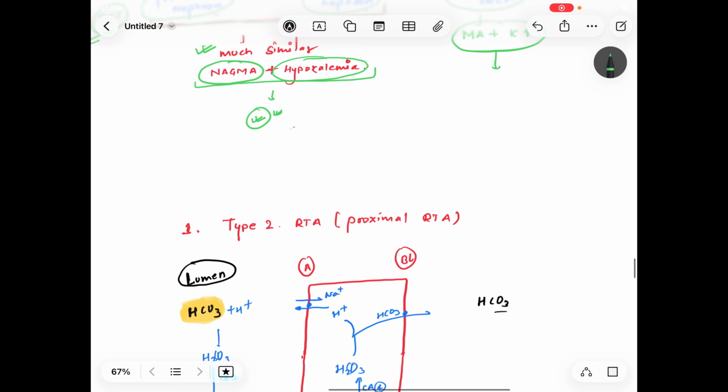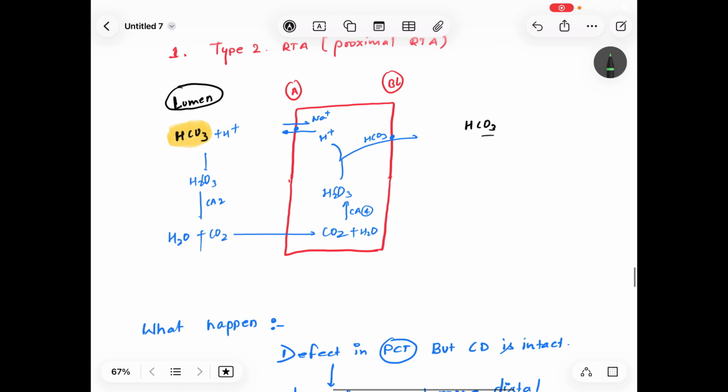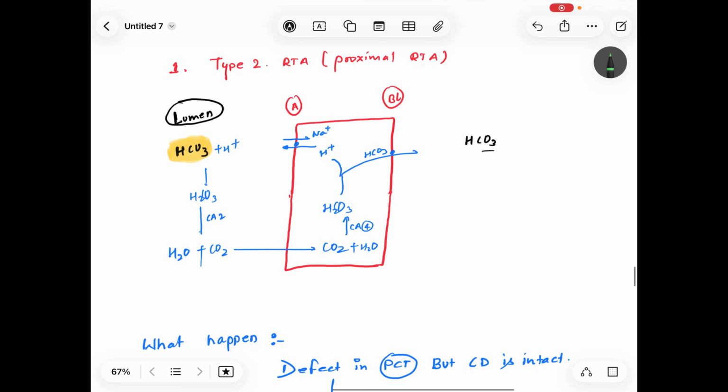So coming to our first type 2 RTA, which is proximal RTA. We have already discussed this one. The proximal RTA helps in bicarbonate reabsorption. This bicarbonate reabsorption occurs in proximal convoluted tubule. How this happens, we'll go through quickly. So this bicarb combines with H plus in the lumen. This H plus in the lumen forms H2CO3 with the help of carbonic anhydrase type 2. This is important to be remembered.